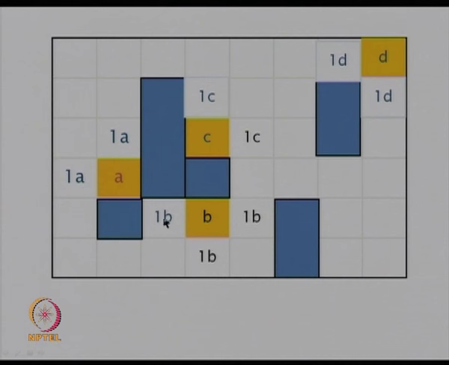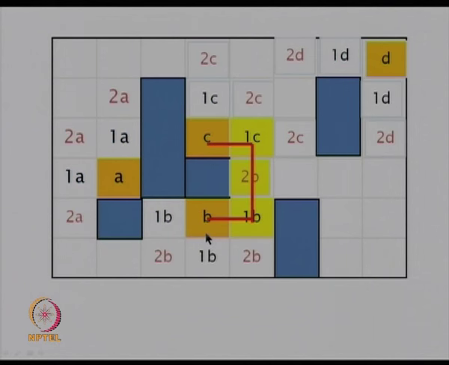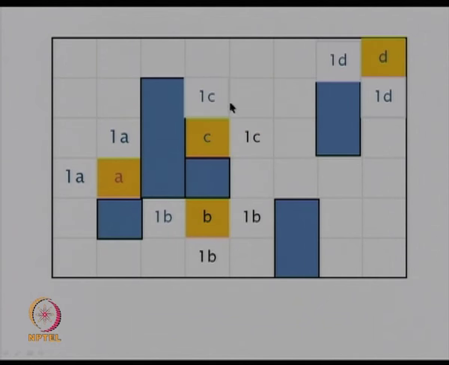Similarly, from B, the wave front reaches this cell as well as this and this. From C, it reaches here, it is marked 1C and 1C, and from D, it reaches this too. Okay. In the next step, note that the wave fronts have still not touched each other. Whereas in the next step, from 1C and these cells, the wave front will reach this as well as this.